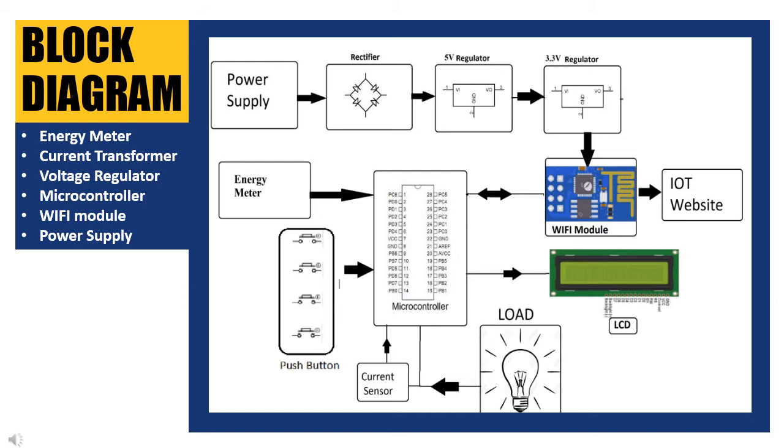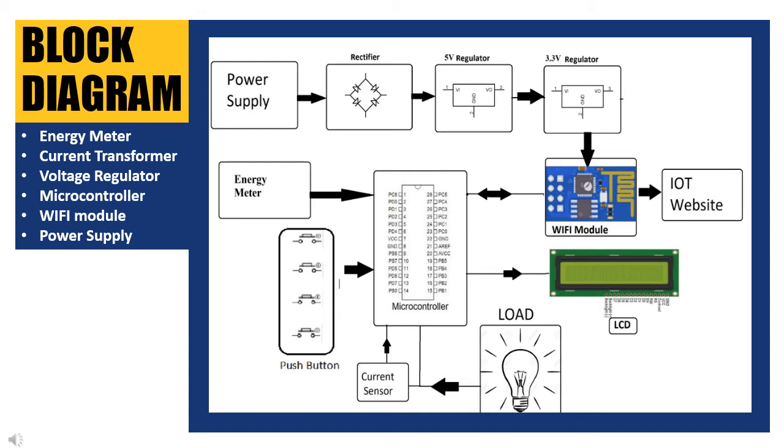So the power supply will supply a single phase power, and then will go through a voltage regulator. Before that, a rectifier converts the AC power to DC power to supply the power to the Wi-Fi module and microcontroller.